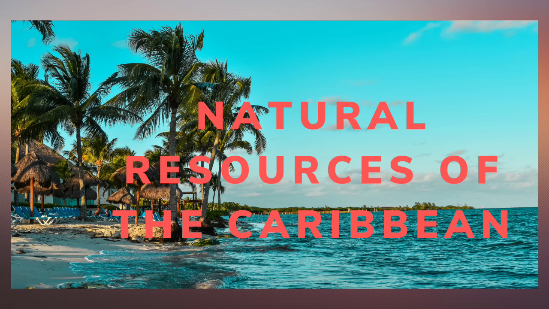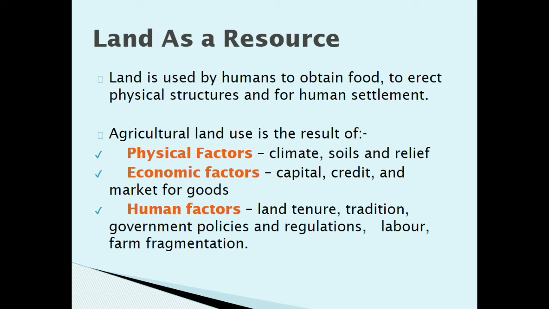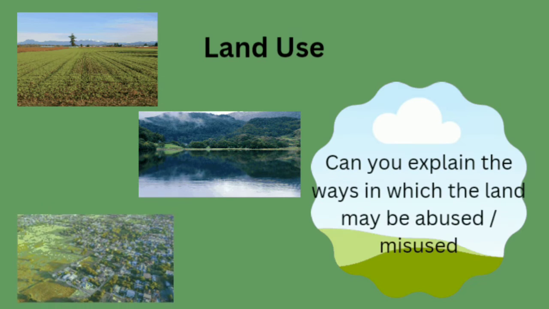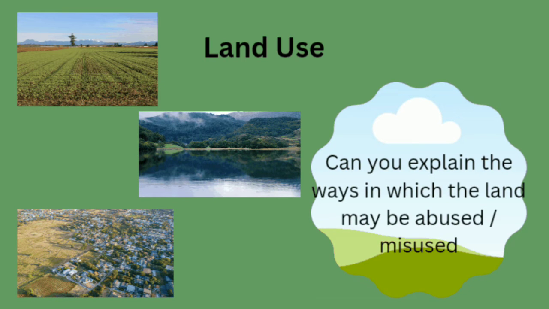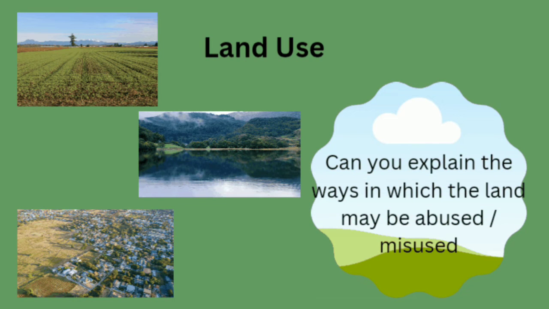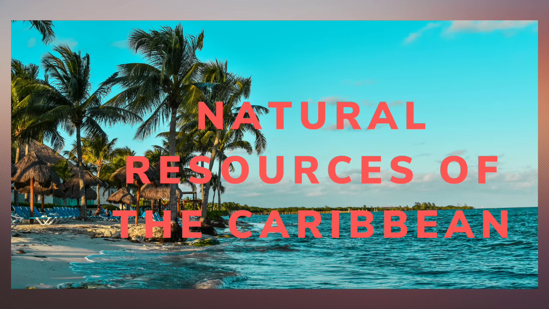And now let's turn our attention to another of the natural resources of the Caribbean. This time we pause to focus on land as a resource. Land is used by humans to obtain food, to erect physical structures, and for human settlement. Can you explain the ways in which the land may be abused or misused? Please respond by dropping me a line in the comment below. How can the land be misused or abused?